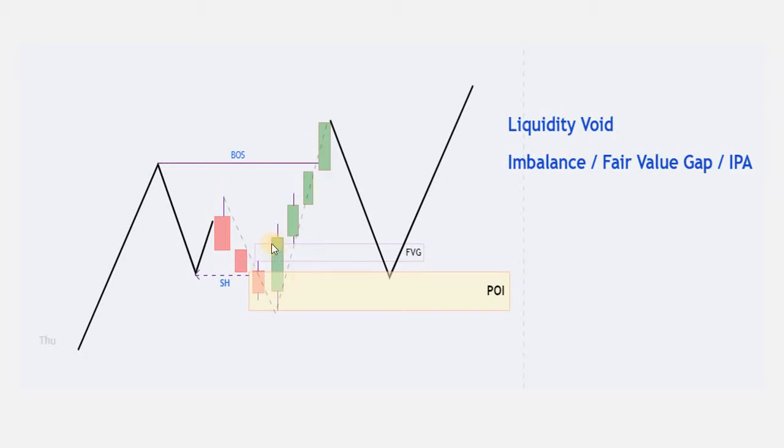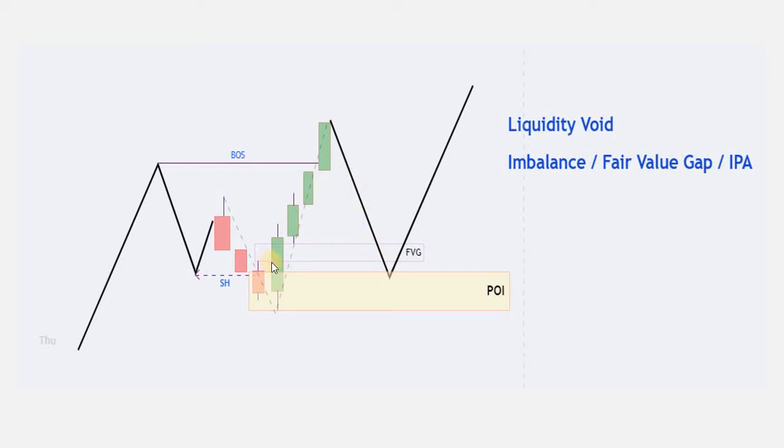Then the imbalance, which has another name, the fair value gap, the FVG, which is what I wrote here, or the IPA, inefficient price action, is just telling you that in this move there are only buyers, whereas we're supposed to be having buyers and sellers. So the market is not balanced, and the market will now introduce sellers in order to balance it. That's why we do have mitigation.